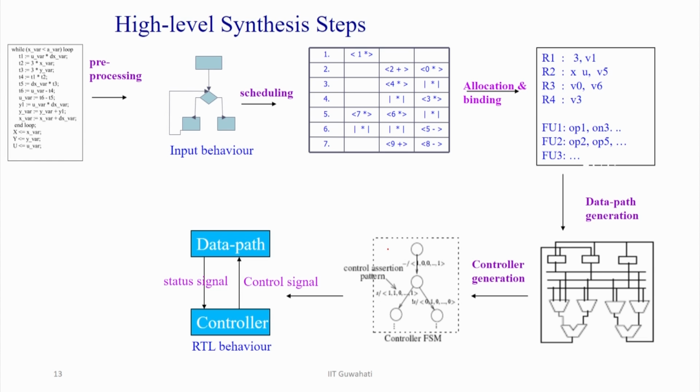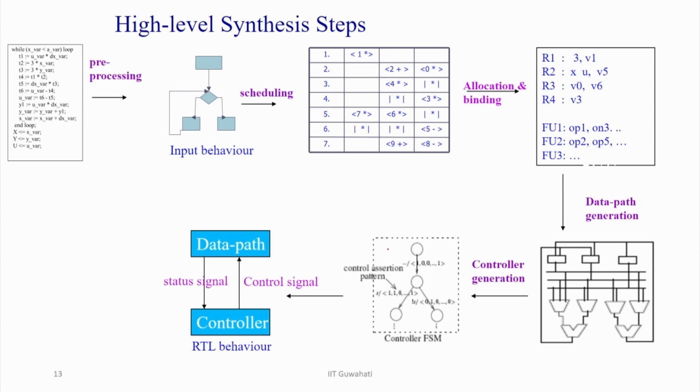Next, we map those variables to the registers in the hardware, and we map the operators, like adders and multipliers, to the function units in the hardware. That is called allocation and binding. After allocation and binding, we will know which variables map to which registers, and which operators map to which function units.